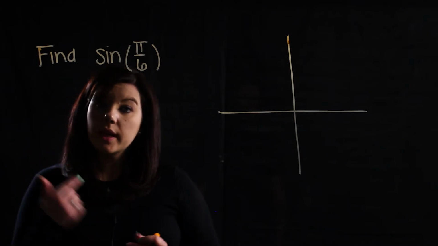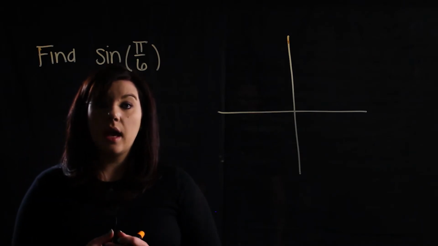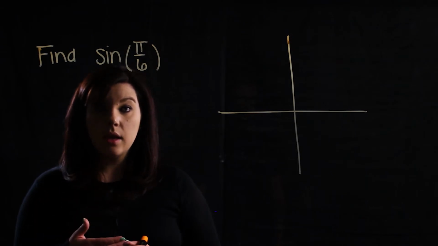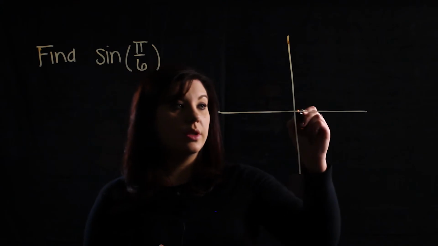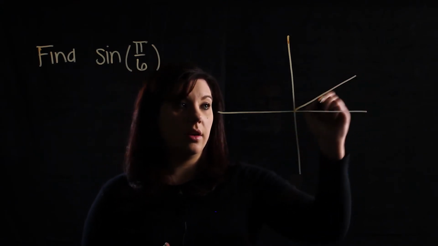Or if you're doing some quick calculations in your head, you can think, okay, I know pi is 180. 180 divided by 6 would give me 30. So what we're doing is we're drawing a 30-degree angle here.